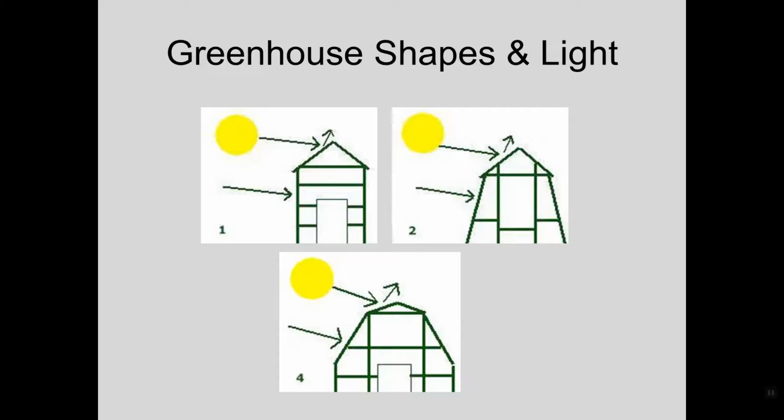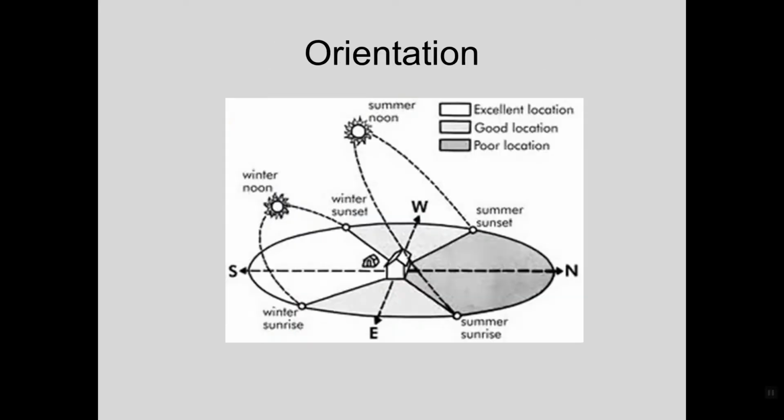You can have benches on either side with plants on top of it. You don't have to lean over as you go towards the wall like you would have to in number two. It has the benefits of absorbing a lot of light, but without the awkwardness of almost an A-frame like you see in number two.